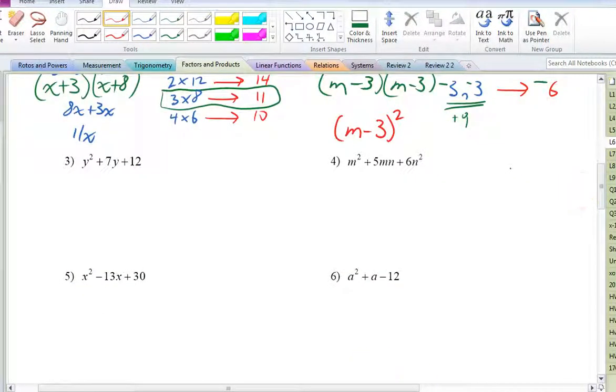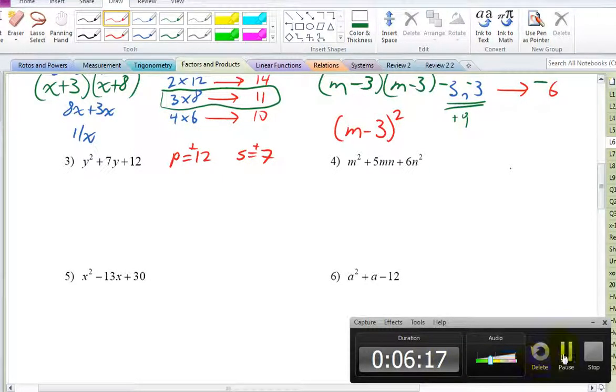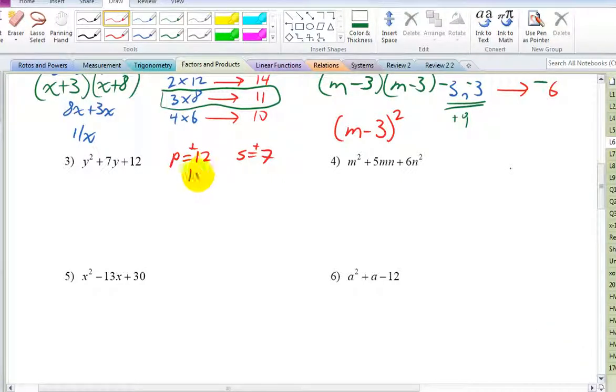Okay. So, for this next one, I want you to write down product is 12, sum equals 7. They're both positive. Go for it. See what you can. So, we have 1 by 12, 2 by 6, 3 by 4. The one that gives you 7 is 3 by 4. So we should have y as our letter. Please make sure you use a y. Y plus 3, y plus 4. How many people got that?